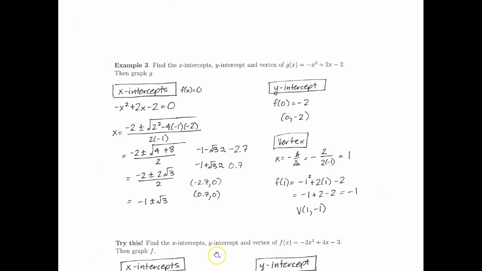So try the last problem, f of x equals negative 2x squared plus 4x minus 3. Find the intercepts and the vertex. Pause the video, come back, and check your work. Also, check your graph using your graphing calculator or Desmos.